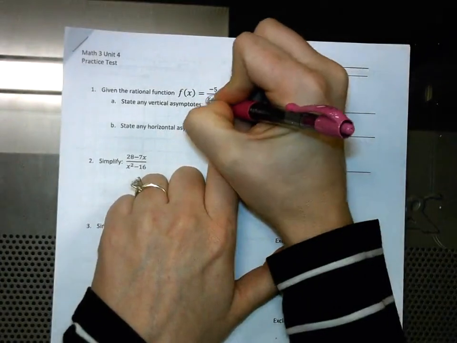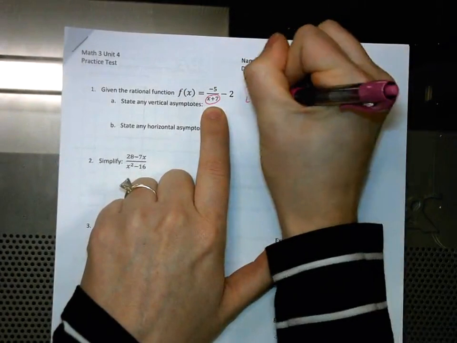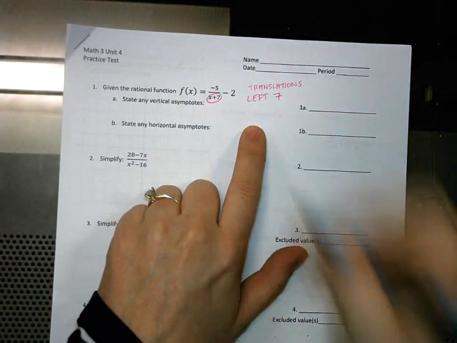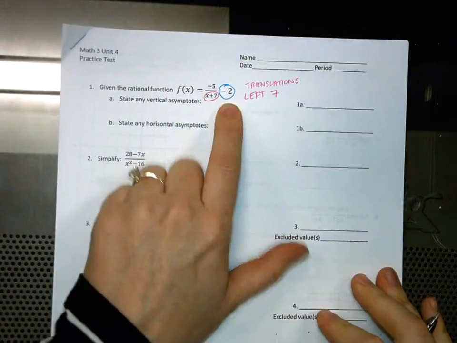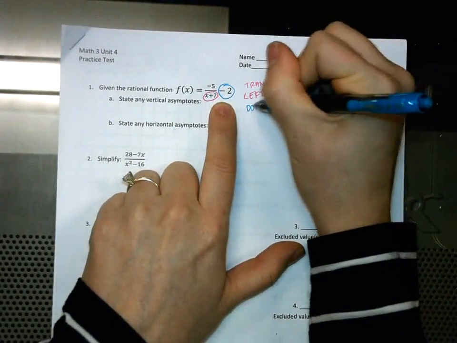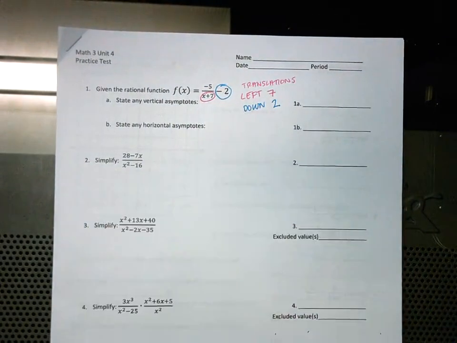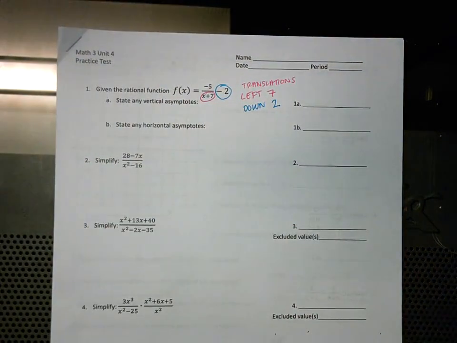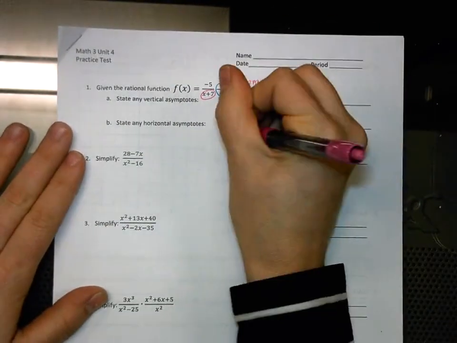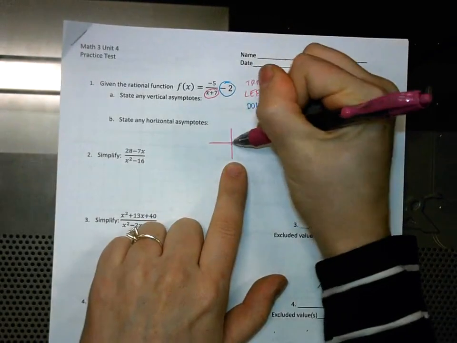So if I have x plus 7, that means I go which direction by 7? Left 7. And if I take my function and subtract 2 from the end, that means I go which direction by 2? Down 2. Okay, this should give me my horizontal and vertical asymptotes. So if I'm going to the left by 7, am I going to hit an x value or a y value on my coordinate plane if I start from 0, 0 and go left by 7?